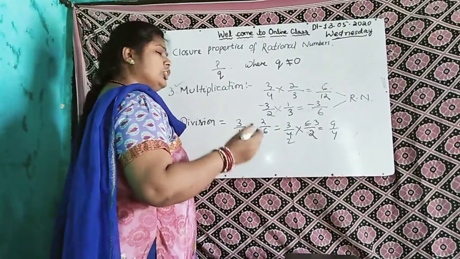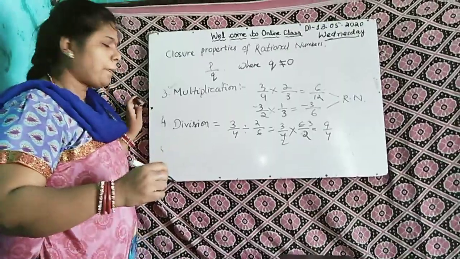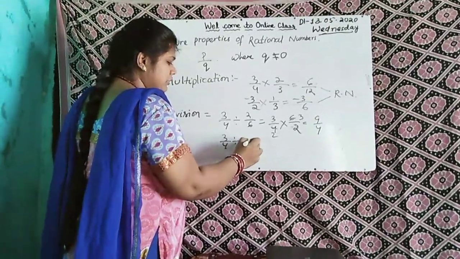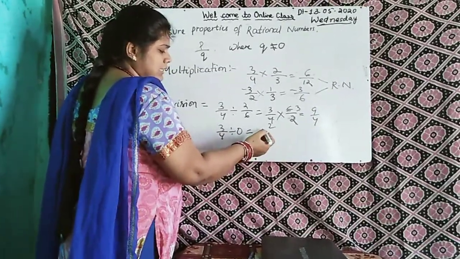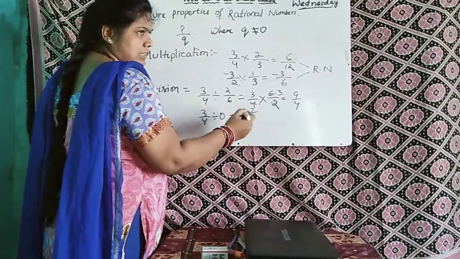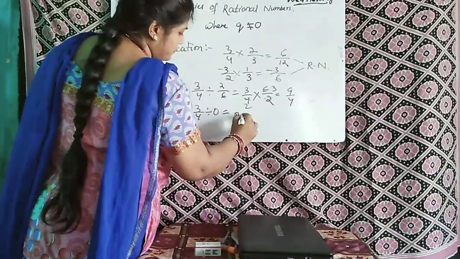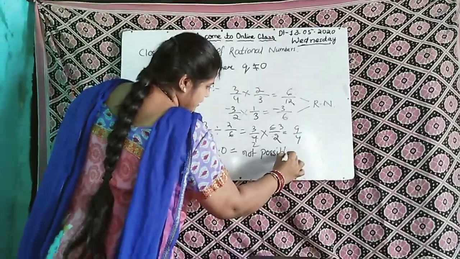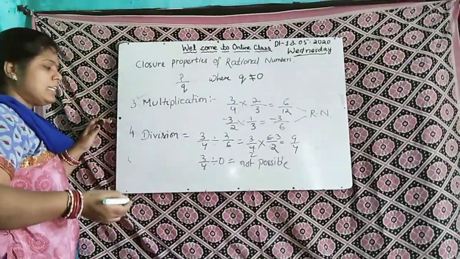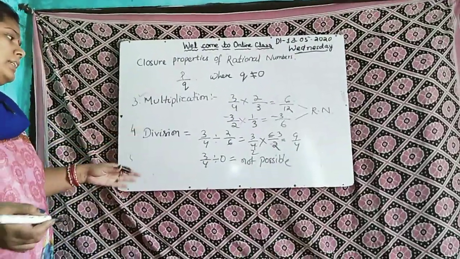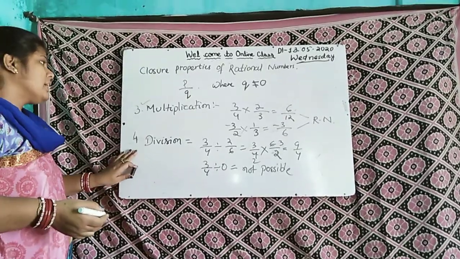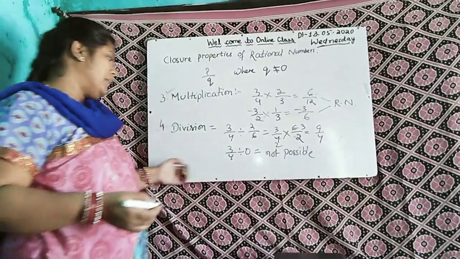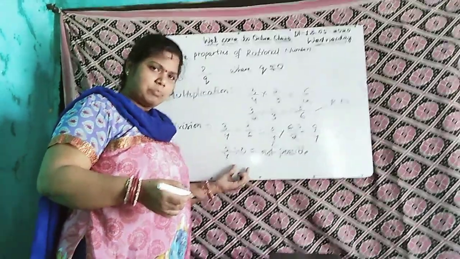Suppose 0 is also a rational number. Suppose I divide 3 by 4 by 0. The answer is, there is no answer. It is not possible, you will not get any answer. So here we say that rational numbers are not closed under division. So in this one case only it is not possible.